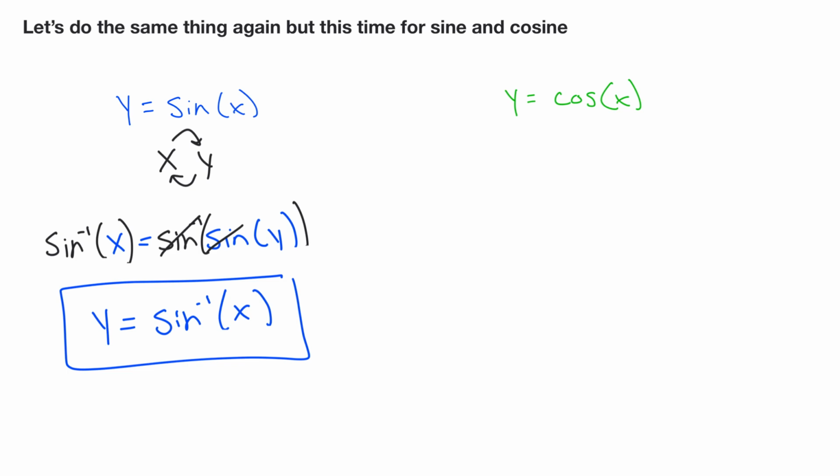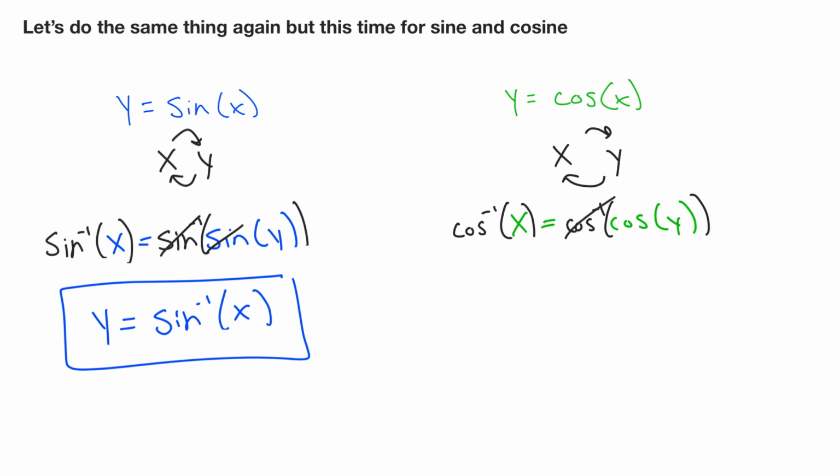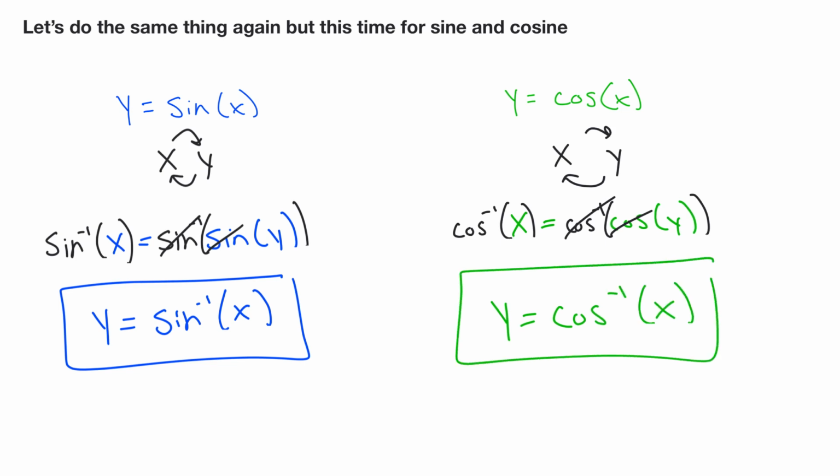Problem number 2, I have y equals cosine of x. I'm going to do the same math, swap x and y, and you're still going to get x equals cosine of y, and we're going to do the same thing, which is the cosine inverse to both sides. Because cosine inverse and cosine technically kind of a little bit cancel. That means y is equal cosine inverse of x. And this would be our answer.